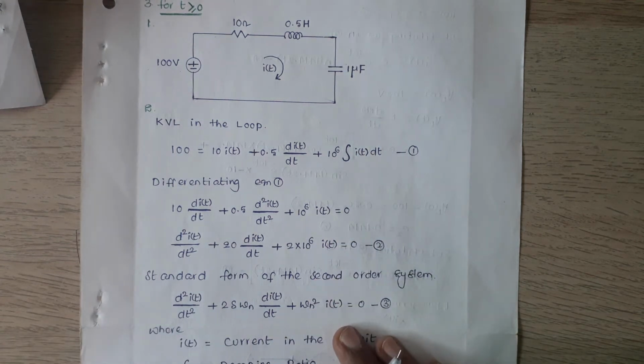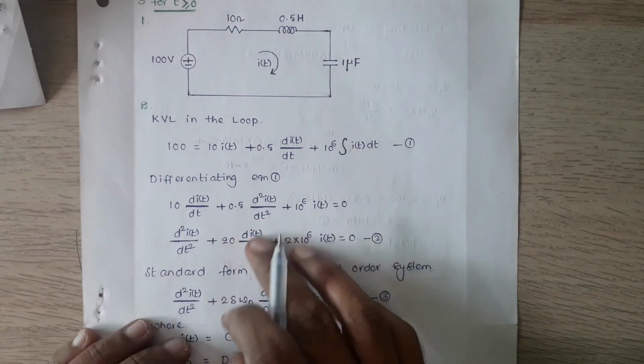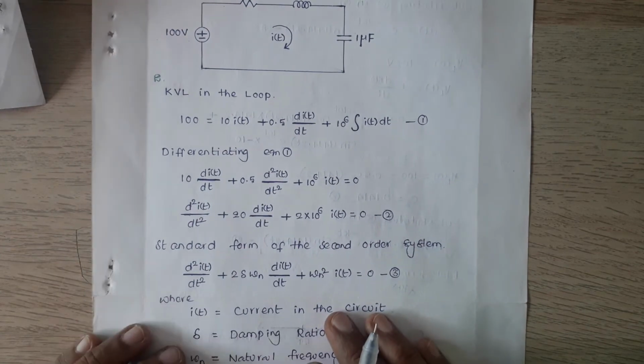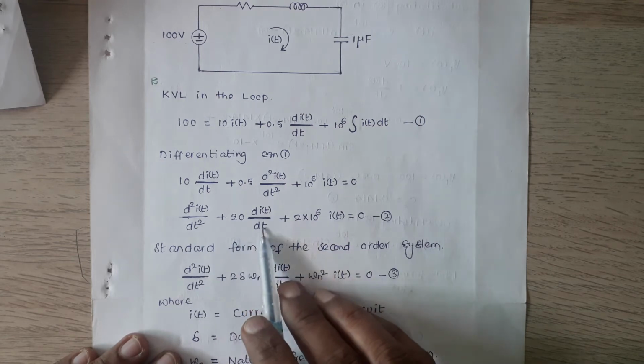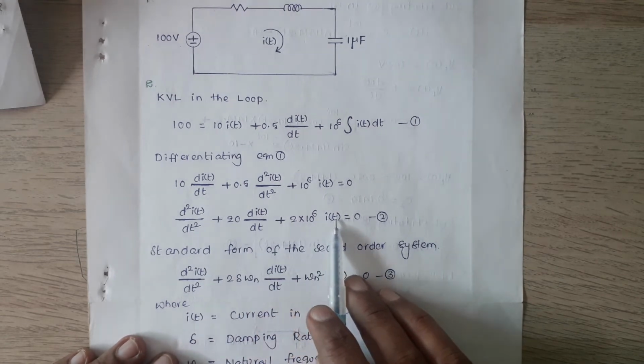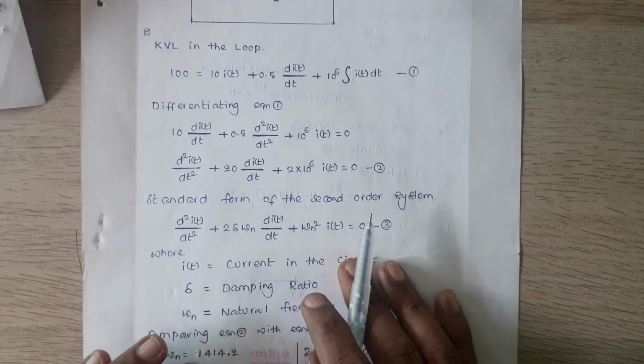So make the coefficient of d²I(t)/dt² as 1. Divide the entire equation by 0.5. So you get d²I(t)/dt² plus 20 dI(t)/dt plus 2 into 10^6 I(t) equal to 0, equation 2.